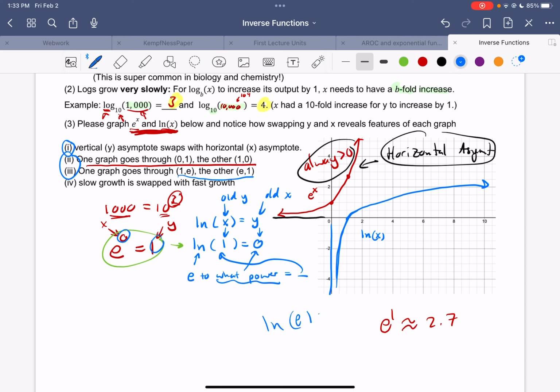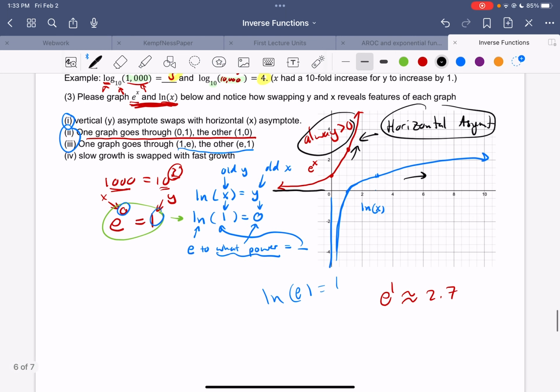Whereas the natural log of e is equal to 1. So when x is about 2.7, I should be at about 1. I was shooting for around here somewhere. And then slow growth is swapped with fast growth. The exponential grows really fast, and when you swap x and y, that means x grows really fast, but y doesn't.